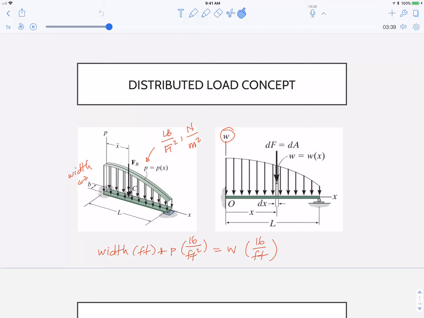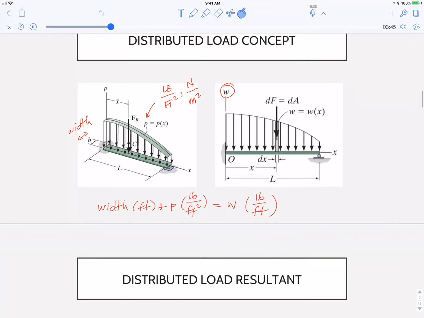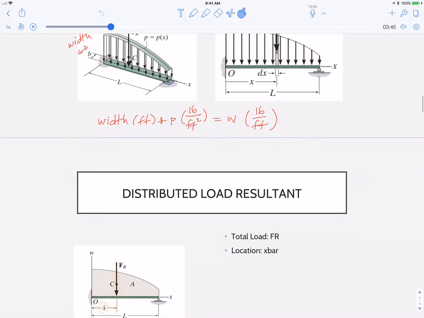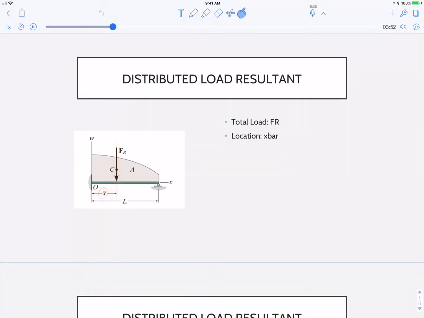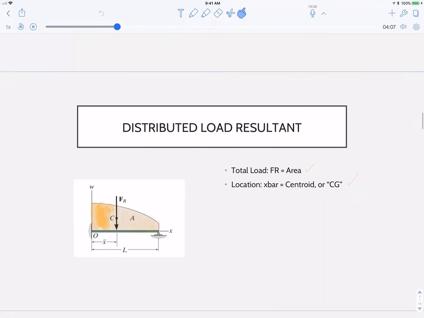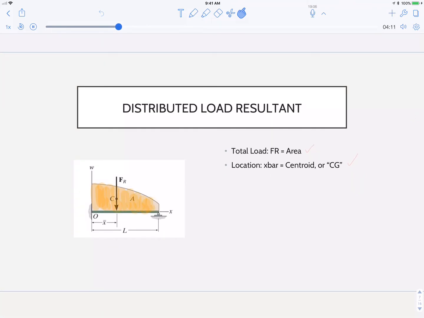Well, what we want to do for statics is to replace that pounds per foot into a total load that's in pounds or newtons, and we want to know where that load is located. We want the location of that, which we're going to call X bar. So again, the goal of this is to get the total force and the location X bar. Well, if you just think of this distributed load as an area, so here, this orange area here, the total load is just that area, the total area, and the location of that load is the centroid, or the center of gravity, or CG, of that area.